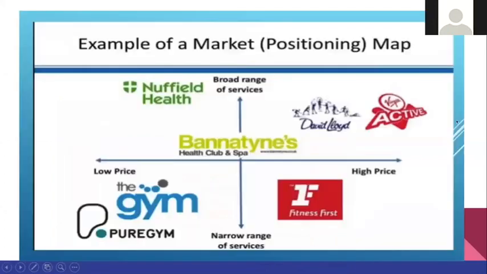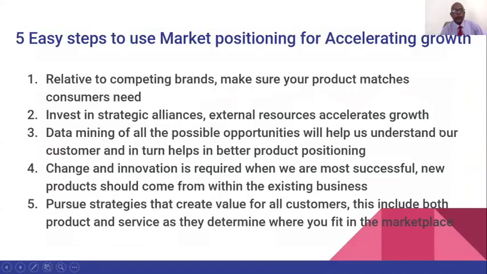Let me explain it through an example. In this figure, there are many fitness related institutions, and there are four positions. Nuffield Health stays in the broad range of services and low price, so it will gain the market share eventually. High priced or rich customers go to the broad range and high priced position products. If the product stays in the position of high price and low range of services, it eventually loses the market share. So this is a beautiful matrix explained so well.